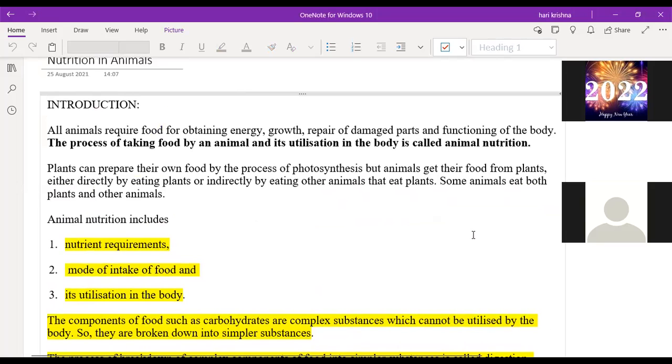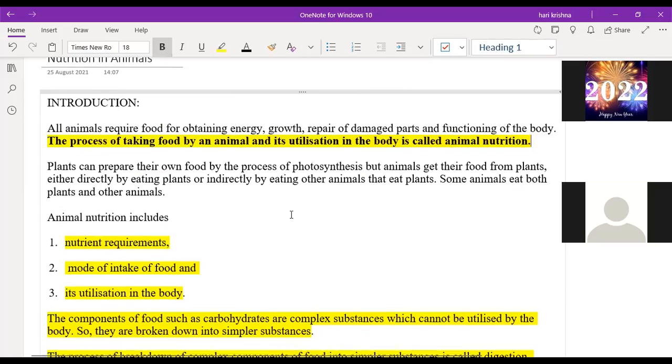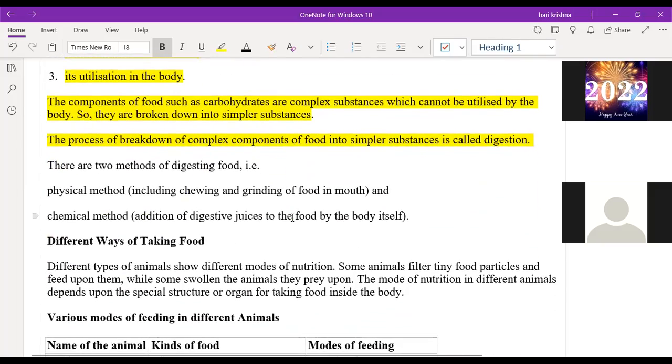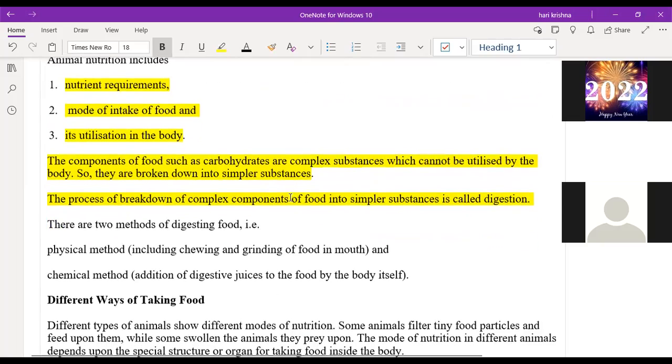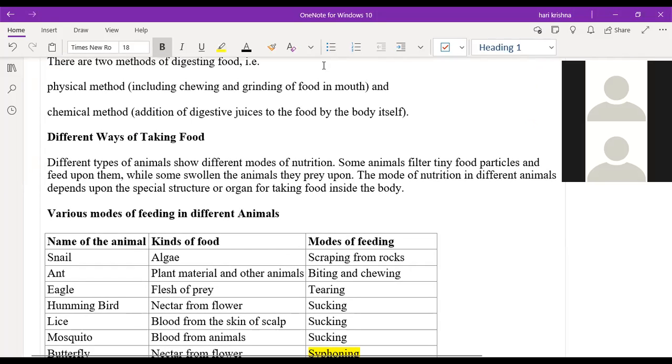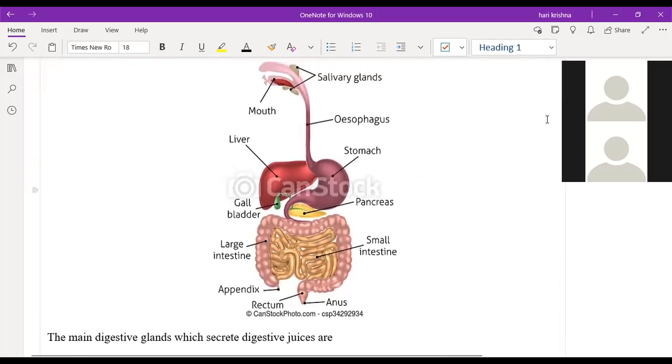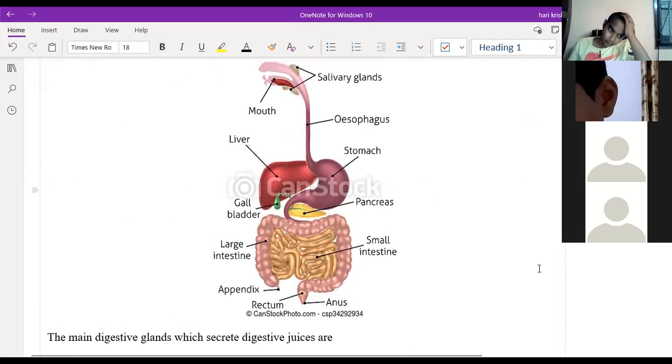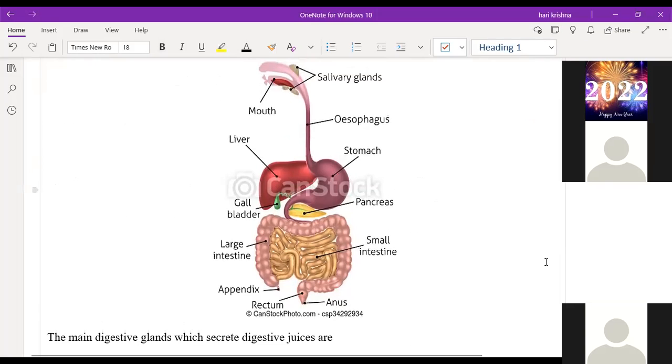Yes, sir. So what does animal nutrition mean? Animal nutrition means the process of taking food by animals and its utilization in the body. Okay. So the first method is what? Intake of the food. Sir, can I read? It's not required to read now. Tell me what are the different methods you can remember in intake of the food? So it's a revision class only, right? I will ask you so many questions in between. You have to give the answers, because we already studied this chapter.